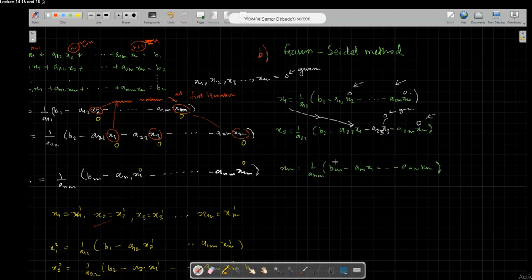Now in this equation, the next equation, x1 is known and x2 is also known. So except x1 and x2, for x3 calculation, x1 and x2 will be used and all others will be guess values. Similarly for xn, all other values before xn, meaning n minus 1, and all this like.